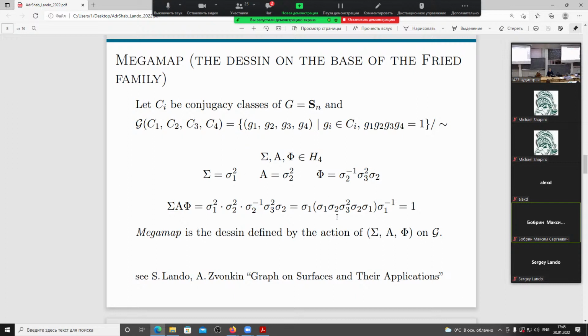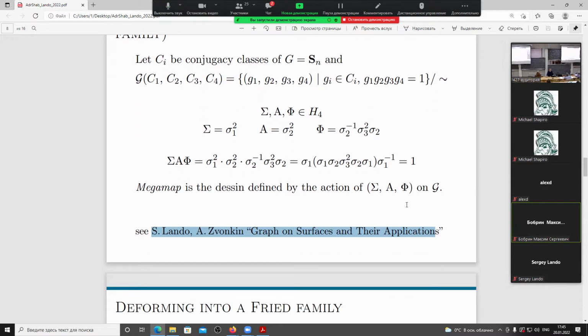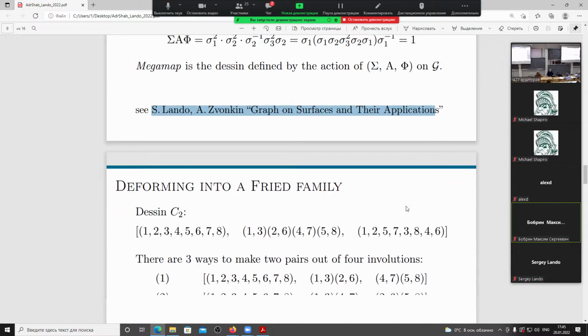Here are formulas, and I refer to a wonderful book of Sergei Lando and Sasha Zvonkin, Graphs on Surfaces and Their Applications. It's written there. So they got some Fried family, and the question is, what is the dessin on this curve? What is the megamap on this Fried curve?